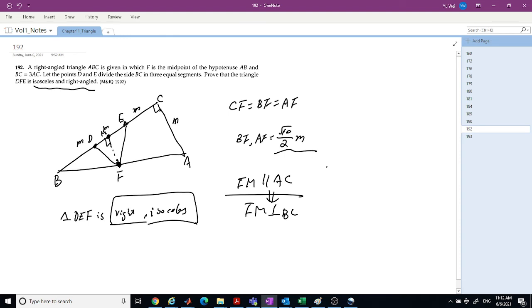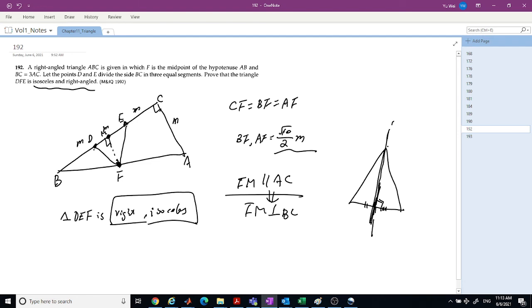Now let's see. The strong hint is, to prove a triangle is an isosceles triangle, if we can prove the median to the base is also perpendicular to the base, then we can do it. So now we can guess, is FM already perpendicular to the base? Now let's prove FM is also the median to the base.